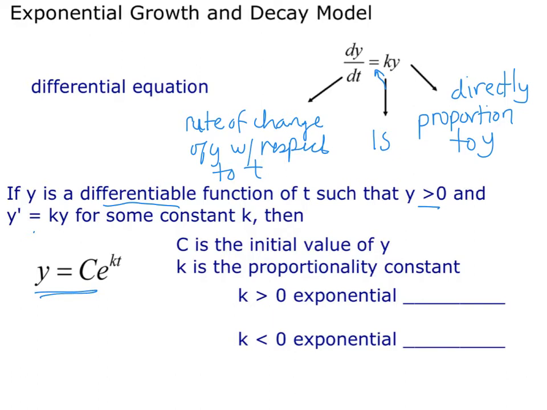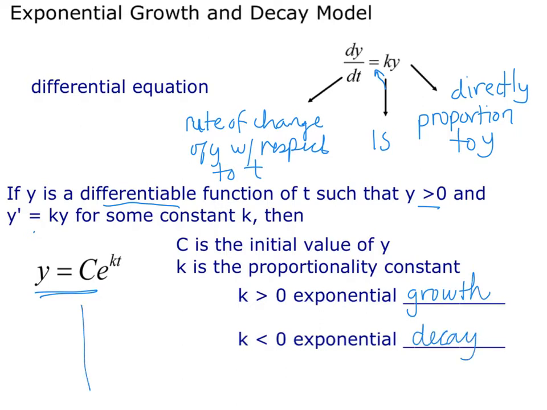This is an exponential function, growth or decay, all right, where c is the initial value of y, right, the beginning, c sub 0. K is the proportionality constant, constant of proportionality. In a linear equation, that would be the slope. And if this k value is positive, then this would be exponential growth. And if k is negative, you would have exponential decay, right?